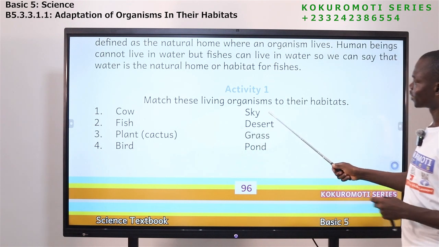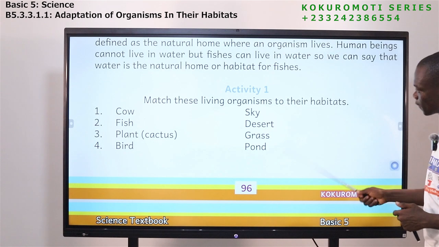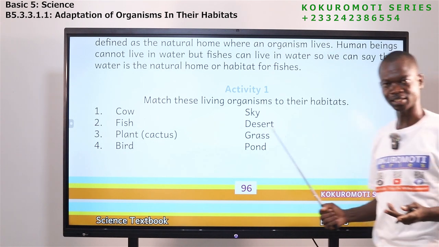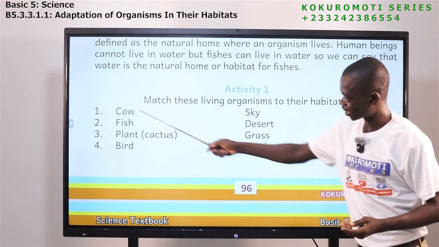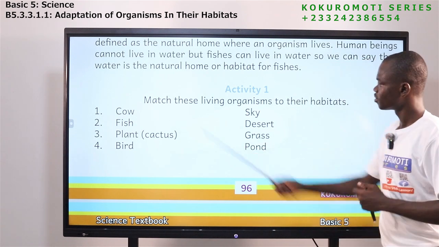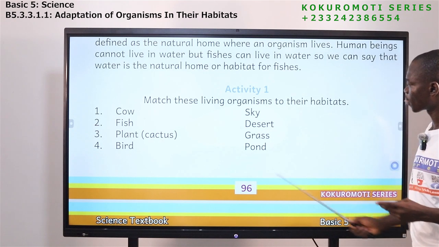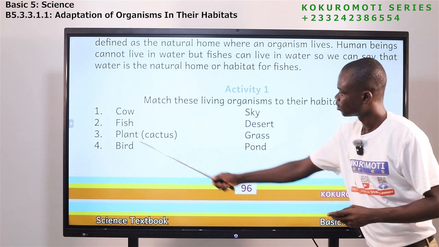Can a cow live in the sky, on a desert, on grass, or in a pond? Yes, what's the answer? A cow will live on grass. So here, for grass and what? Cow. Fish is for pond.